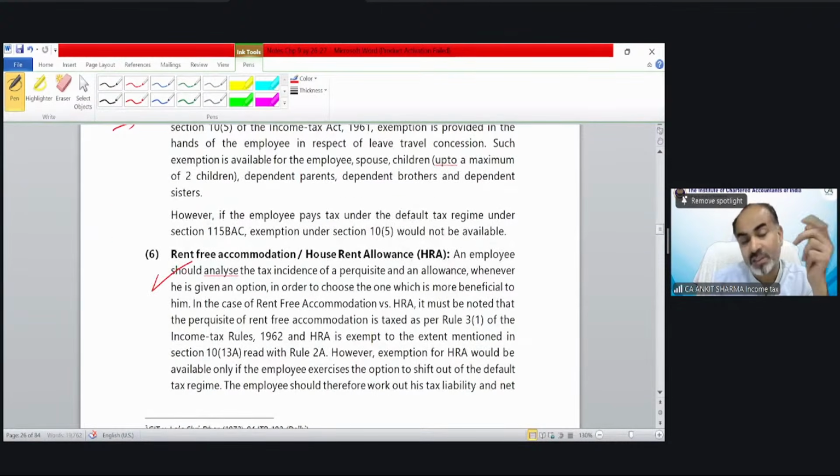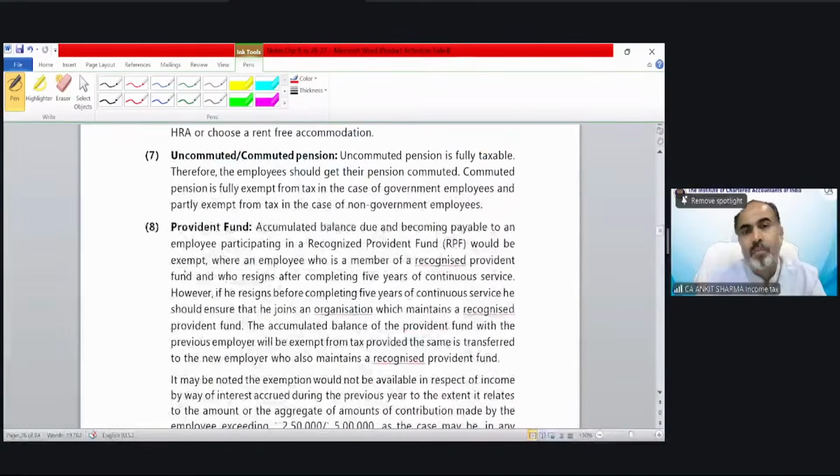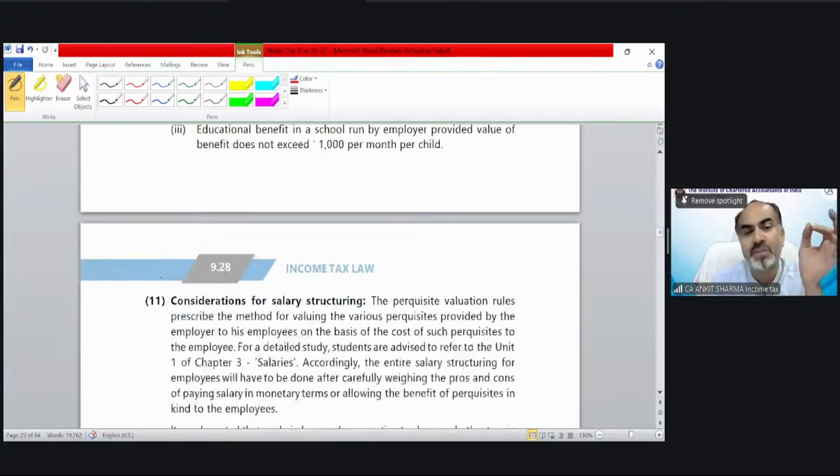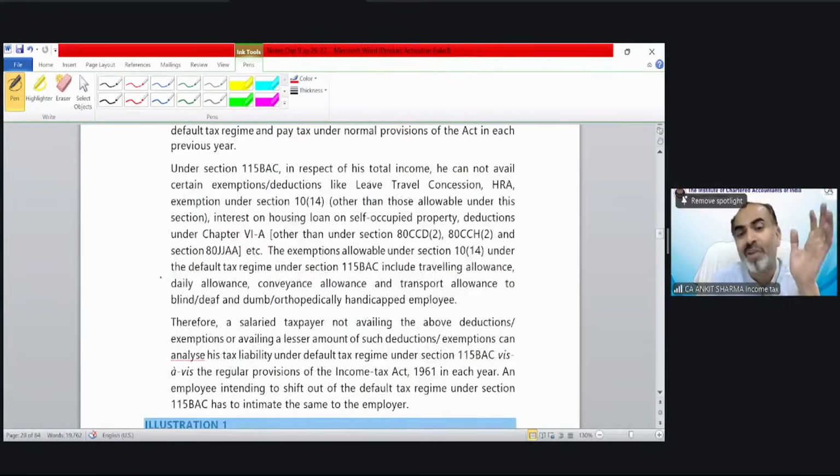Rent-free accommodation or HRA, there is a possibility that taking a rent-free house is a benefit, or instead of that, HRA is a benefit. It would depend upon the other information: what is your rent factor, which city you are staying in, what is your salary structure, etc. So pension, provident fund, all those topics we have already discussed in the salary topics. They're just telling you that for every point of salary you have to keep the provision of that topic in your mind while deciding your salary structure. There's nothing new.